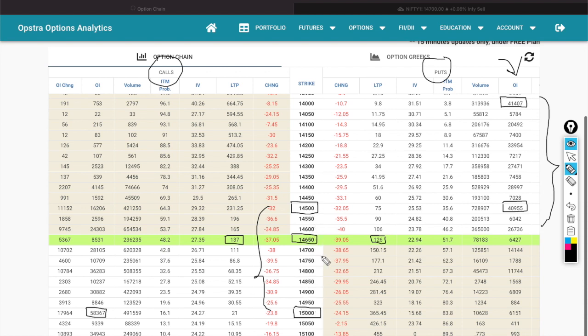Now here there will also be multiple resistances. At 14,700, see there is 28,000 crores of calls being sold, so this is a good resistance. Then again 36,000 is there. After 36,000 there is 58,000. So these numbers will act as resistance. The higher the number, the higher the resistance, and similarly on the put side, the higher the number, the higher the support you will get. So here 14,500. Today I said that 14,500 will act as a good support.